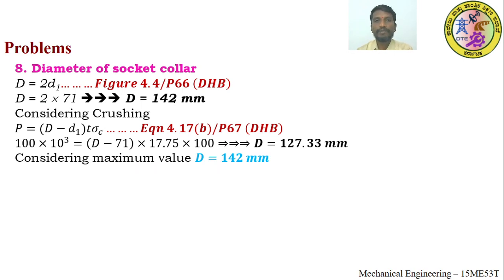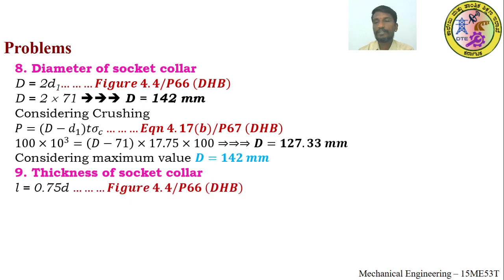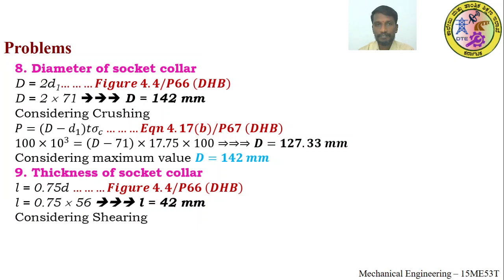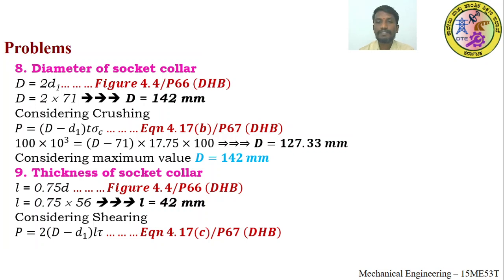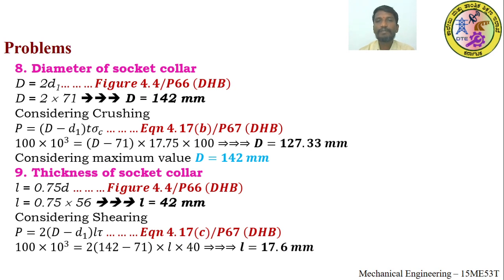Then come to the 9th point, the thickness of the socket collar, that is small l, that is 0.75 times of D as per the figure 4.4 in page number 66, and this l will be found 42 millimeter, but this l comes under shearing. Considering shearing, P is equal to 2 into (D minus D1) into l into tau, the equation number 4.17c, then we will get the value of l is equal to 17.6. Considering the maximum of these two values, l is equal to 42 millimeter.